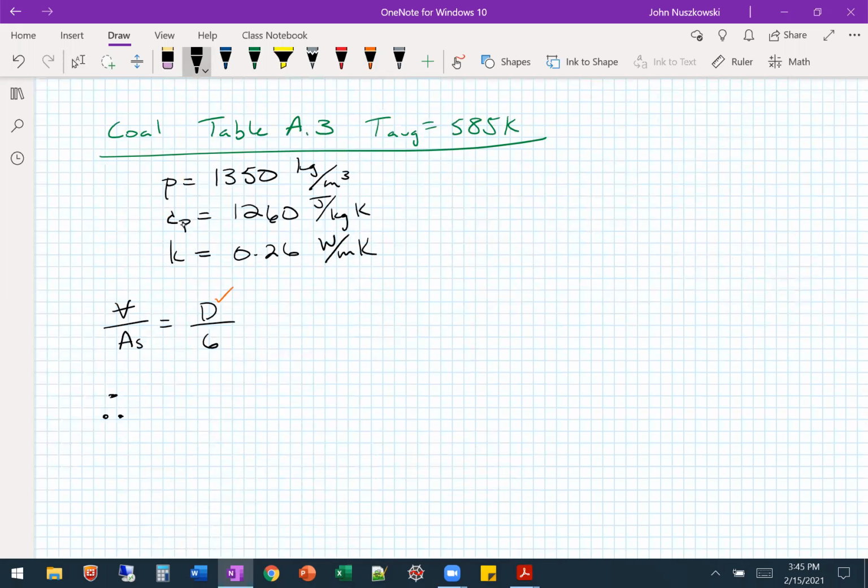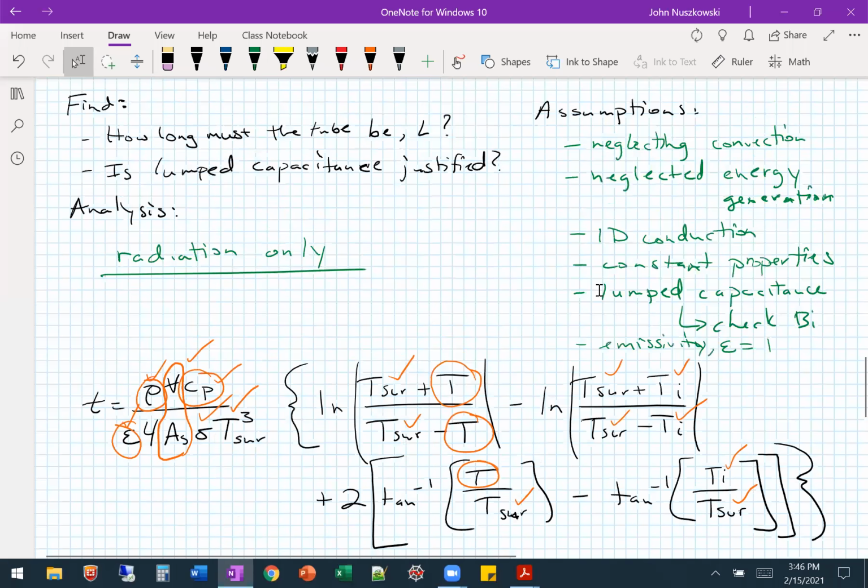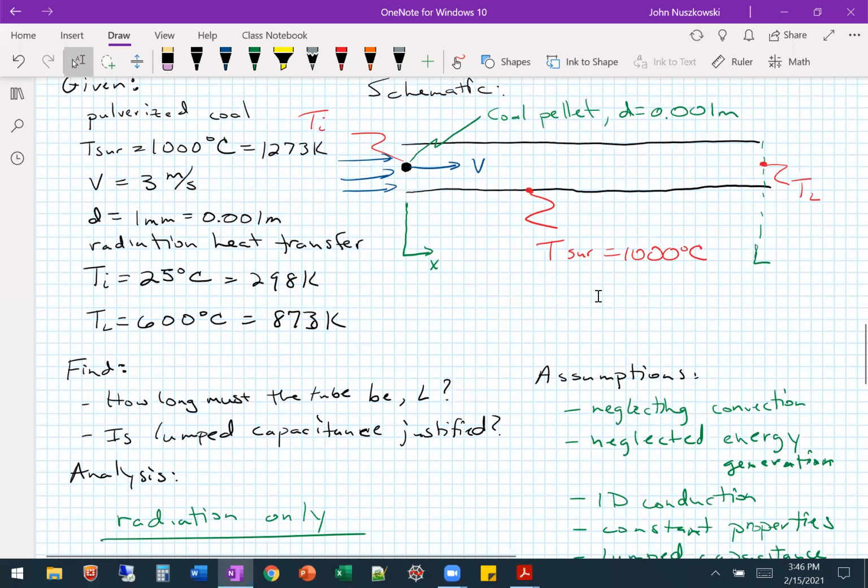So in this case, we have a time of 1.18 seconds. All right, but we're trying to figure out how long the tube must be, not the time. So what do we got to do here? Use the velocity to figure out the thing. Yeah, so the velocity is staying constant. It's 3 meters per second.